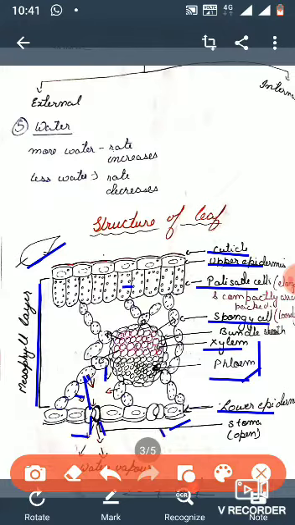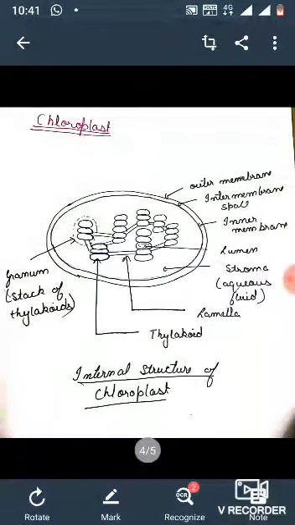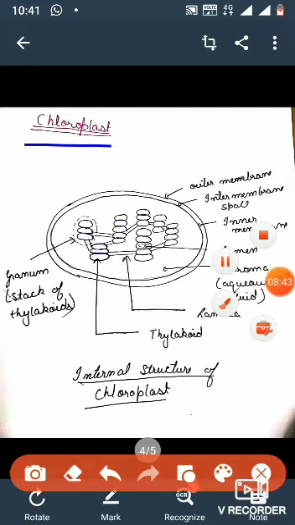Now, this stomata also help in the exchange of the gases, means carbon dioxide can move inside the plant through this stomata and oxygen can move outside the plant with this stomata. So, this stomata help in the process of transpiration as well as in the exchange of the gases. Now, we will deal with the chloroplast. So, this chloroplast is basically the site where the process of photosynthesis is taking place.